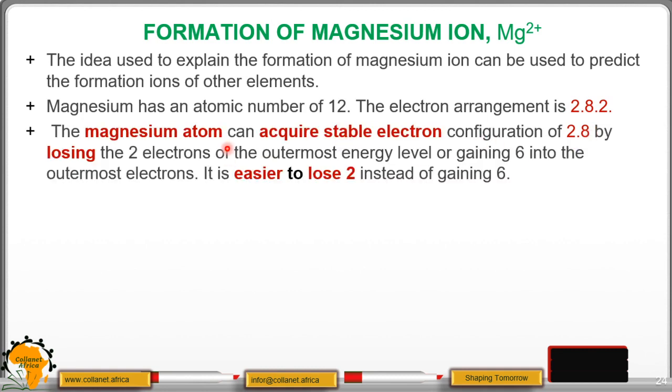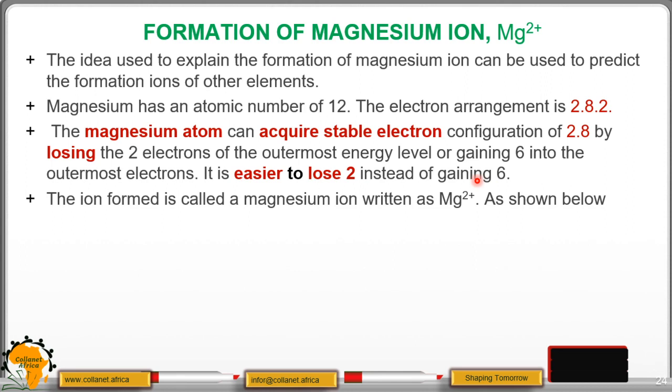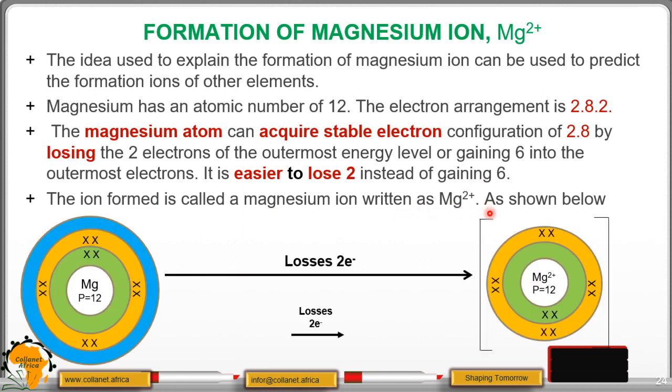The magnesium atom can acquire the stable electron configuration of 2,8 by losing 2 electrons from the outermost energy level, or gaining 6 into the outermost energy level. It is easier to lose 2 instead of gaining 6. So magnesium ion is therefore formed by losing the 2 electrons as shown below.